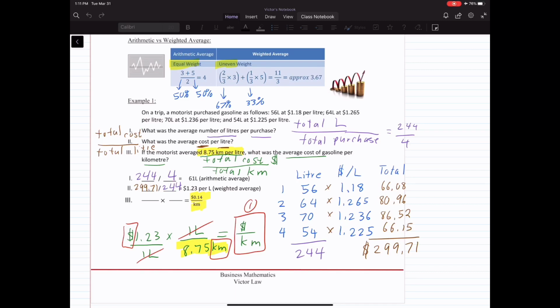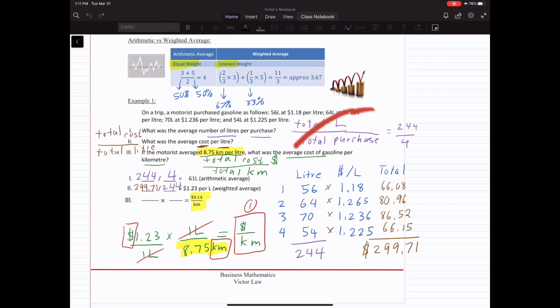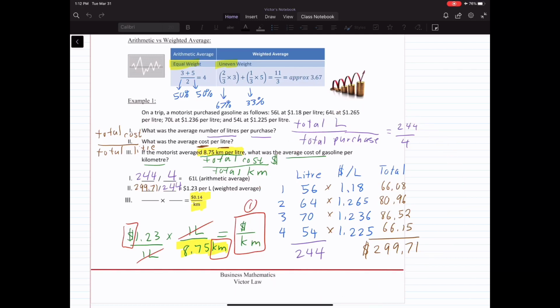So to find out the average cost per liter, what we need to do is take the total divided by total. So total cost divided by total liter. And if we look at it from the table, to calculate the total cost, for each transaction, we're going to times the liter with the dollar per liter. So we get the total cost for each transaction, and then we add the 4 transactions up to get the total cost 299.71.